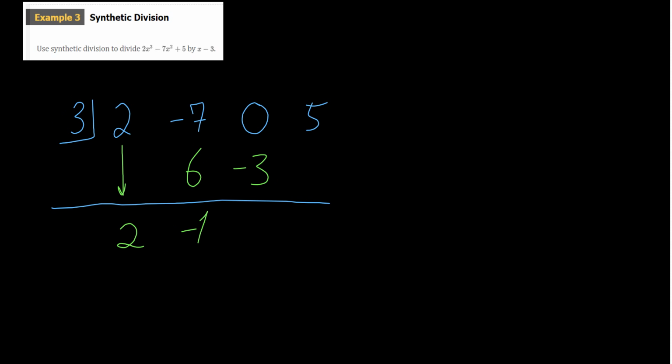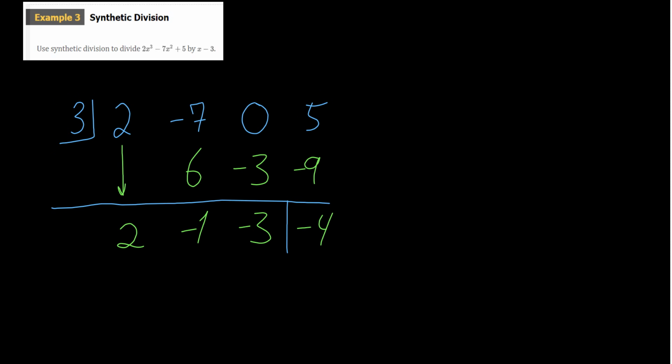-3 and 0 is a -3. And then -3 times 3 is a -9. And then a 5 and a -9 is a -4. Okay. And by the way, we're going to put a little box right there as well. Okay. So what did I just do?